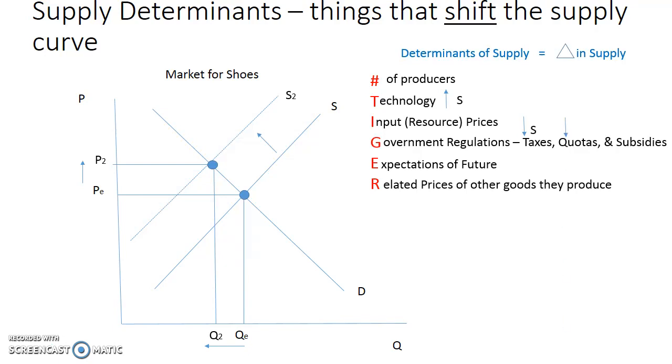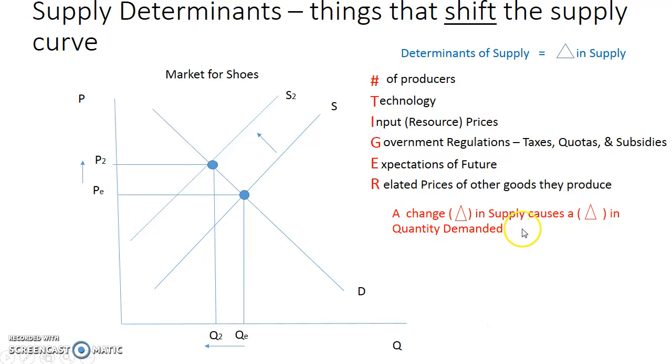Quotas. Quotas are limitations on how much can be produced. Quotas will always decrease the supply. And then you have the subsidies. With subsidies, it's the opposite of a tax. Instead of the government taking money from producers, they're actually giving money to producers. And so subsidies will always increase the supply. It's always good to remember the direction of these as you are going through the different determinants.